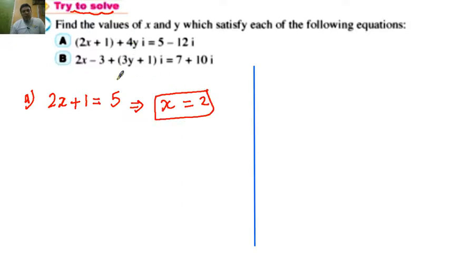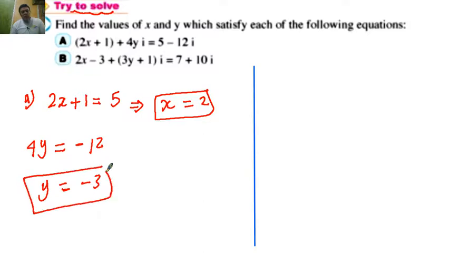The imaginary part here is 4y equals the imaginary part here, negative 12. Divided by 4, then y equals negative 3. That is the value of x and y in number A.